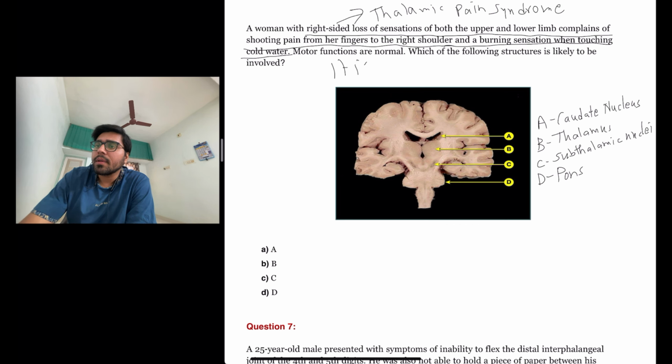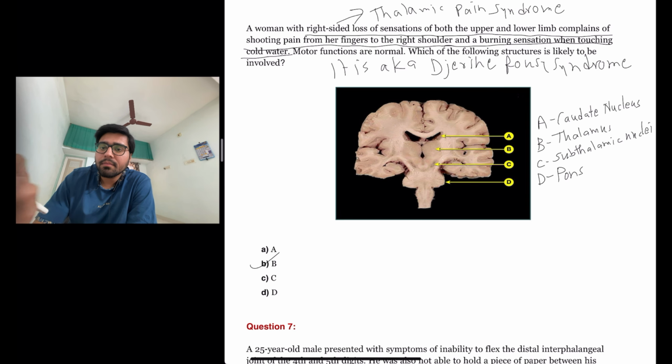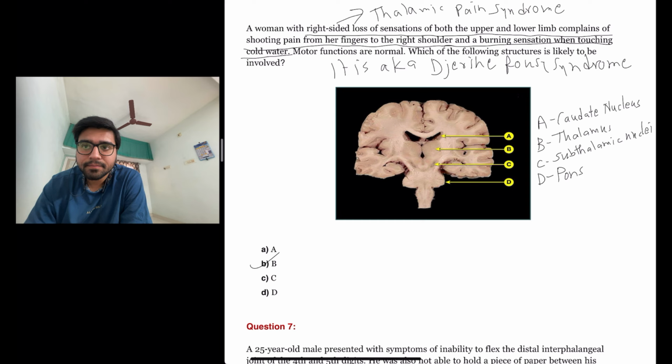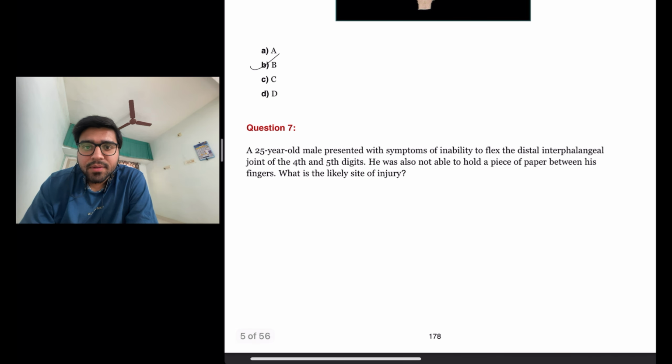It is also known as Dejerine-Roussy syndrome. So the structure that is affected in this condition is B, that is thalamus. Now move on to the next question.